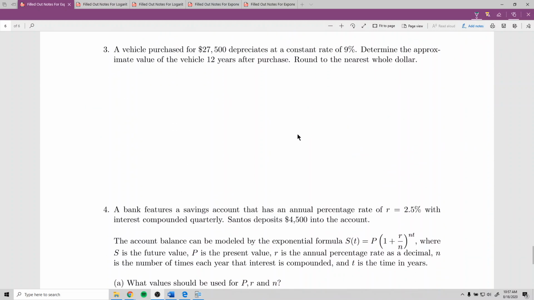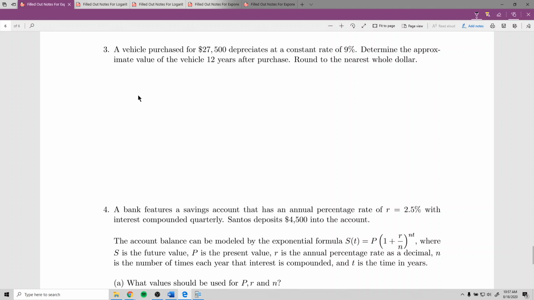All right, so we got a couple more just to really practice it. This one is kind of taking the last problem, but doing part B all at once. This one says a vehicle purchased for $27,500 depreciates at a constant rate of 9%. Determine the approximate value of the vehicle 12 years after purchase, round to the nearest whole number.